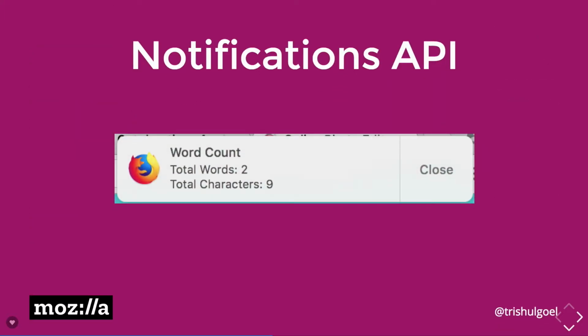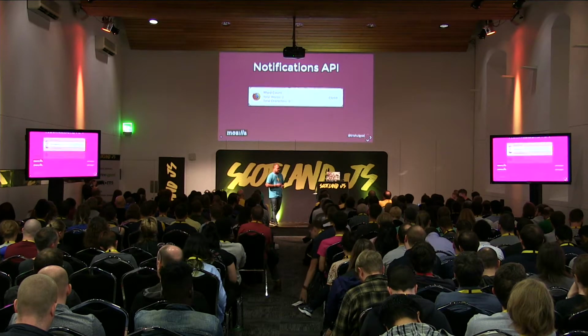Next one is the notification API. A number of times we need to throw a notification to a user. For example, I want to build an extension like, hey, remind me every hour that I have to drink water. That can be done using this simple API.